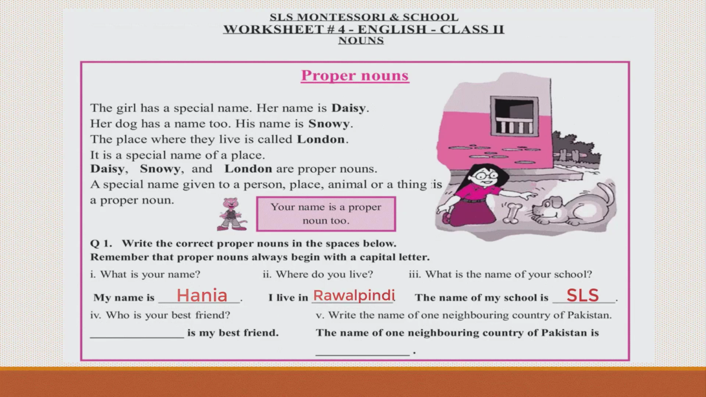Who is your best friend? Sana is my best friend. I've written the name of my best friend, and you people are going to write down the name of your best friend over here with a capital letter. The name of one neighboring country of Pakistan is, you have to write down the name of one of the neighboring countries of Pakistan, Iran. Right? Iran, so I is going to be capital.